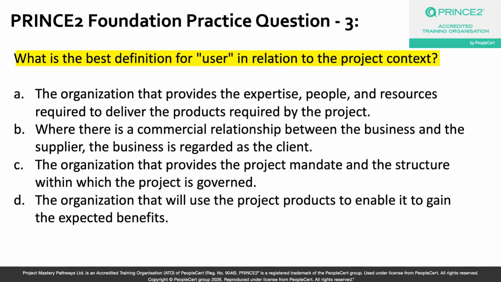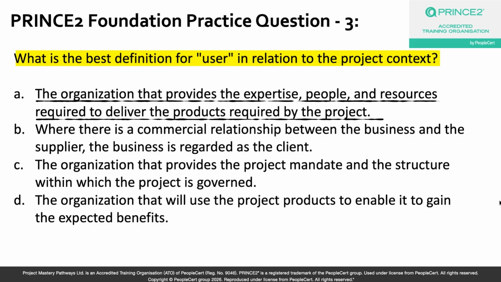So let's walk through the options one by one. Option A, the organization that provides the expertise, people, and resources required to deliver the products required by the project. Now, if you think about it, who brings the skills and the resources to actually build the thing, right? That is the supplier, right? An IT consultancy brought in to develop a new software platform, or maybe a construction firm brought in to build a facility, okay? So they are the ones providing the expertise and the resources, okay? And this is a supplier definition, not a user definition. So that is why option A is incorrect.